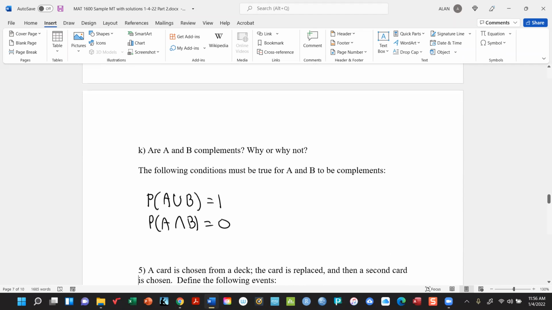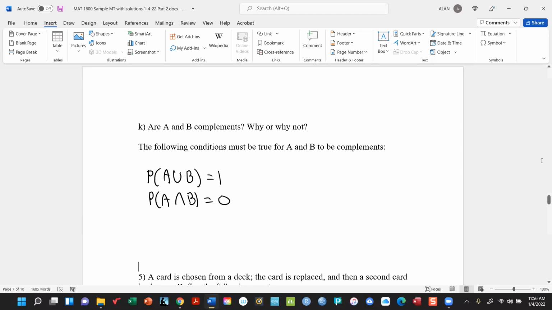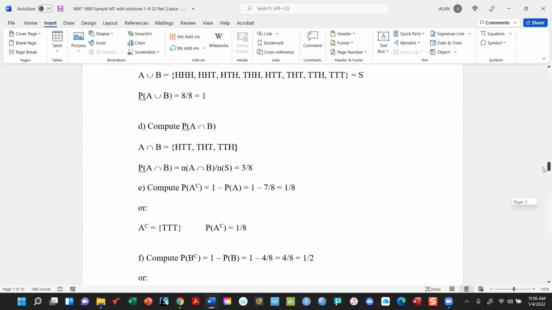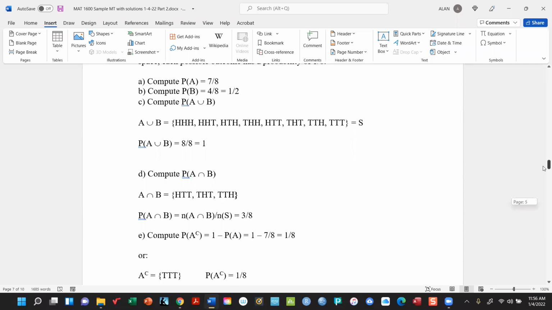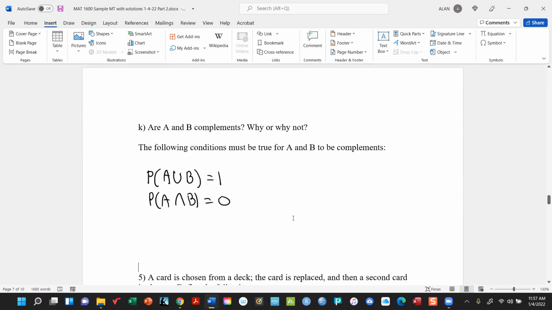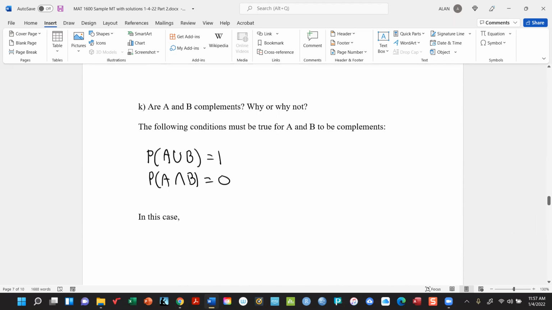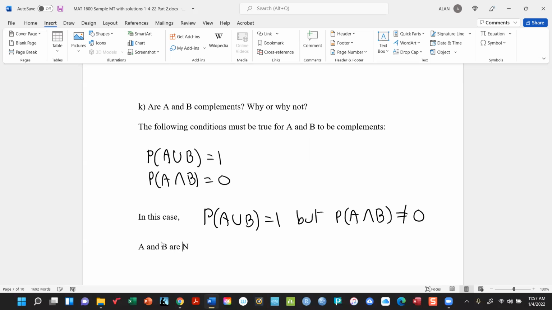Now, in our case, you'll recall that the probability of A union B is 1. But the probability of A intersect B is 3/8. Okay, so in this case, the first one is true, but the second one is not. So therefore, we can conclude A and B are not complements because the second condition failed to be true. Okay, so that's how that's done.